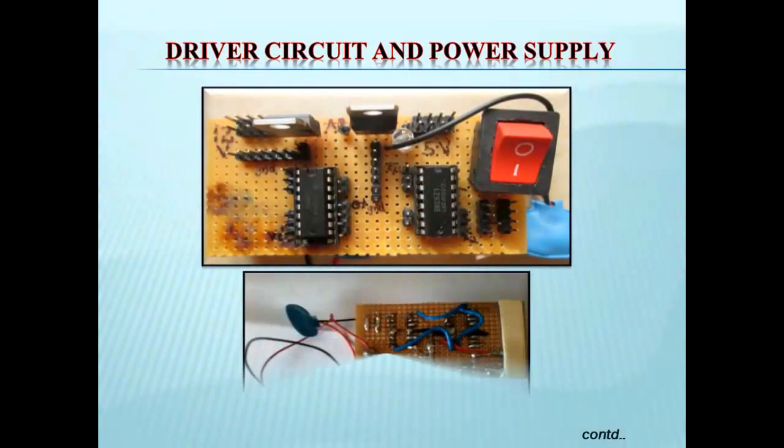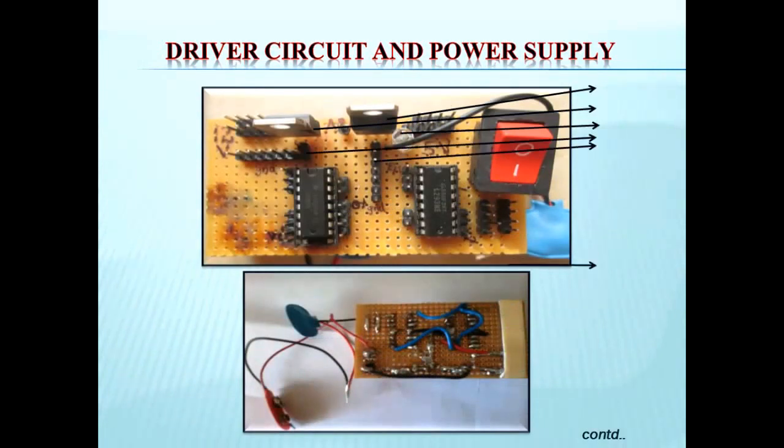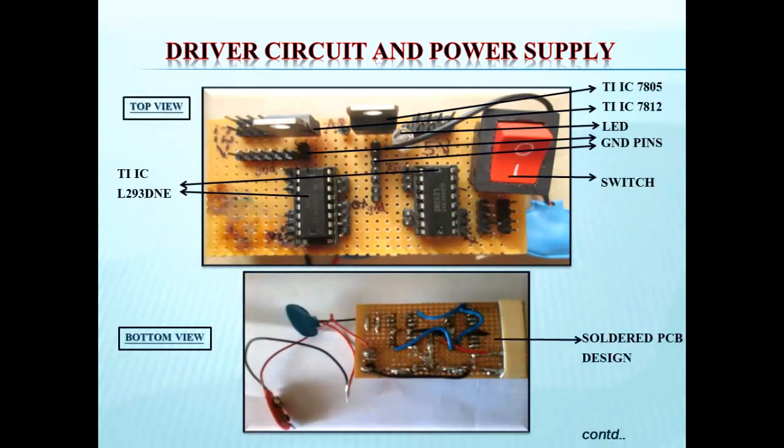Driver circuit and power supply. This circuit is self-designed and self-soldered. Power supply includes TI-7805 and TI-7812 voltage regulator ICs to give 5 volts and 12 volts respectively from an 18 volt supply. It includes a switch and an LED to ensure controlled operation. The driver circuit includes two L293D NE ICs which are used to drive the wheels, pump and arm of the robot. The soldered PCB design is as shown on the slide.